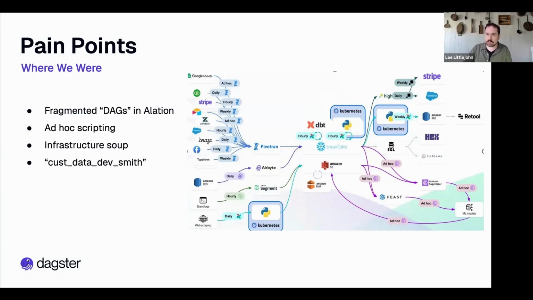Jenkins jobs were running random scripts on inconsistent schedules, fragmented DAGs and deliverables that nobody fully understood, ad hoc scripts living on individual laptops, infrastructure more soup than architecture. That's the diagram here, infrastructure soup from an ancient Dagster blog, actually. It's basically a stock photo, not mine. And one of my personal pet peeves, database tables with names like this: customer_data_dev_smith.